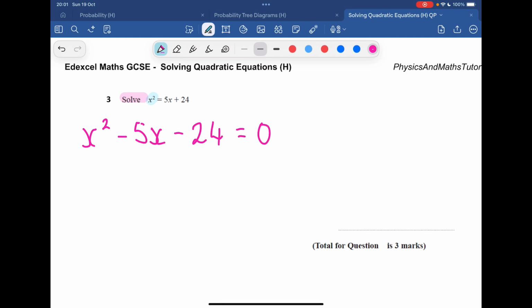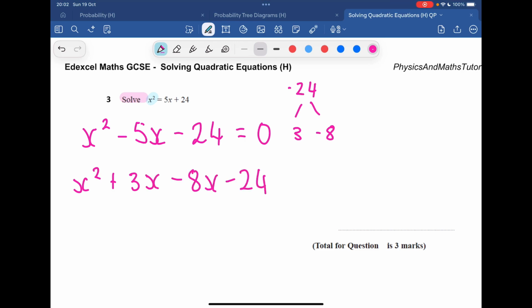We're going to look for factors of negative 24 that add up to minus 5. I'm going to use 3 and minus 8. So I'm going to split the 5x up. We're going to have x squared plus 3x minus 8x minus 24. It's going to be equal to 0.